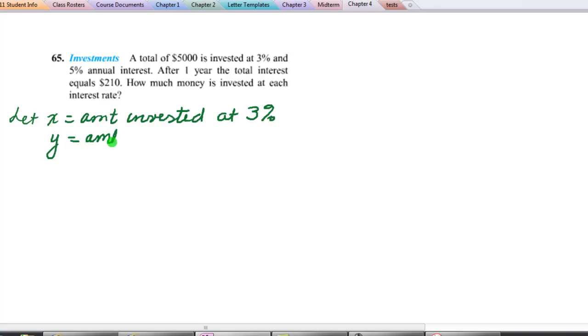So because we have 2 amounts at 2 different interest rates, we will be using 2 variables, and we'll let x stand for the amount of money that we have invested at 3%, and y is going to represent the amount of money invested at 5%. So from the very first equation, you know that those 2 amounts of money have to add up to $5,000, and that gives us our first equation.